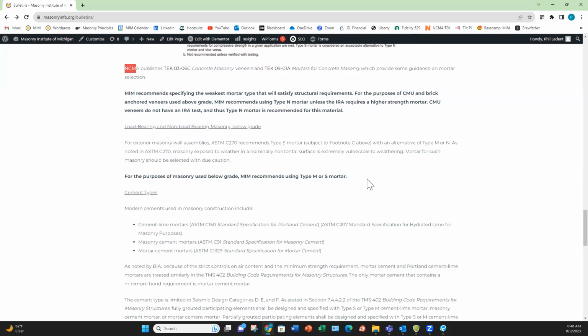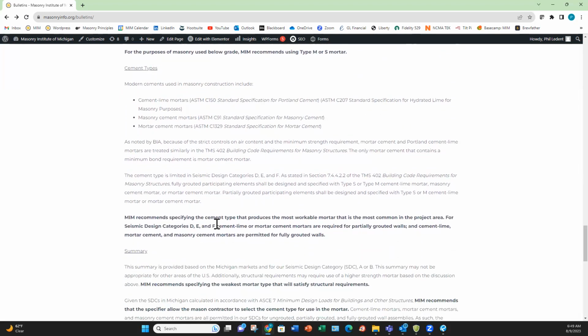Once we've gone through our mortar types, now we have to consider our different cement types. And so in terms of mortar for masonry construction, we could use 3 types of cement. We could use a cement lime mortar, masonry cement mortar, or a mortar cement mortar. And so I have the ASTMs noted here, although I will likely have to update ASTM C150 because the cement industry has primarily moved to using a Portland cement limestone mortar, a PCL. And so that does have a different ASTM designation, and that was in an effort to reduce carbon emissions.